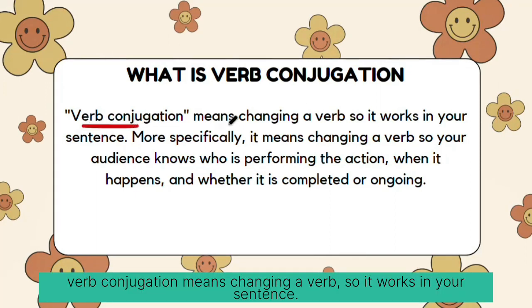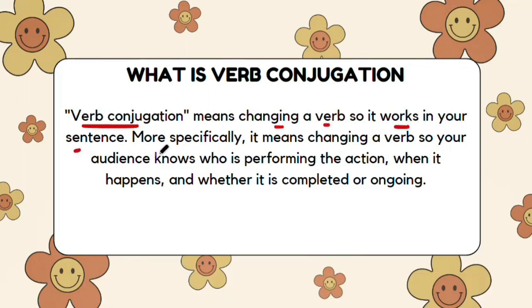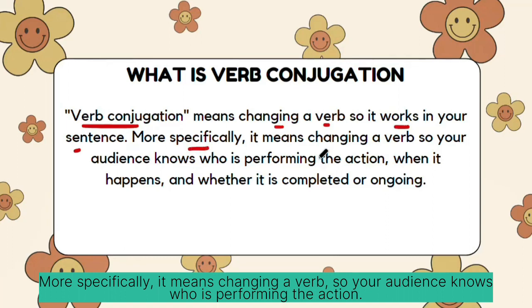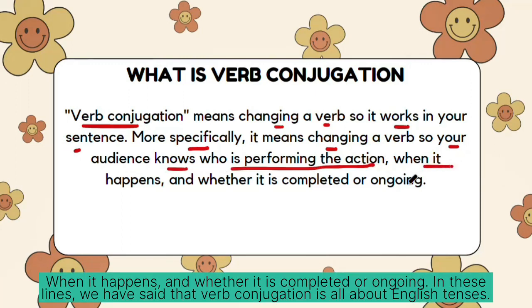Verb conjugation means changing a verb so it works in your sentence. More specifically, it means changing a verb so your audience knows who is performing the action, when it happens, and whether it is completed or ongoing. In these lines, we have said that verb conjugation is all about English tenses.